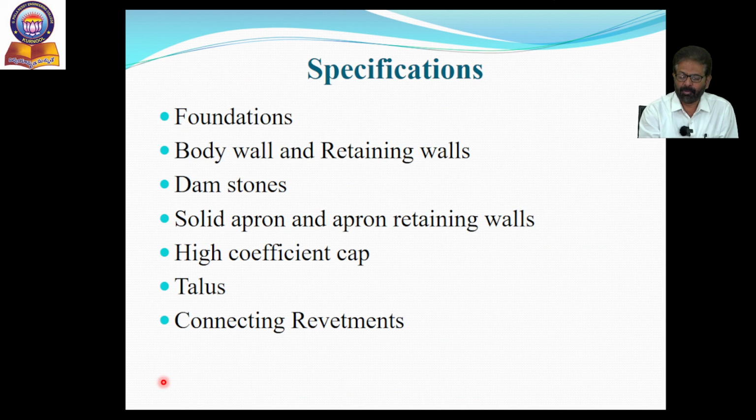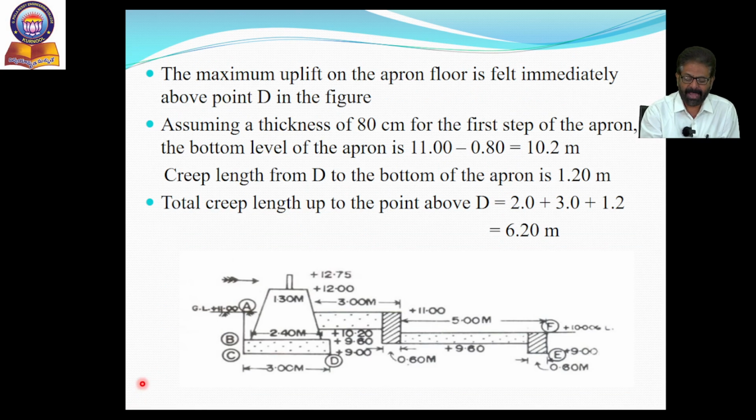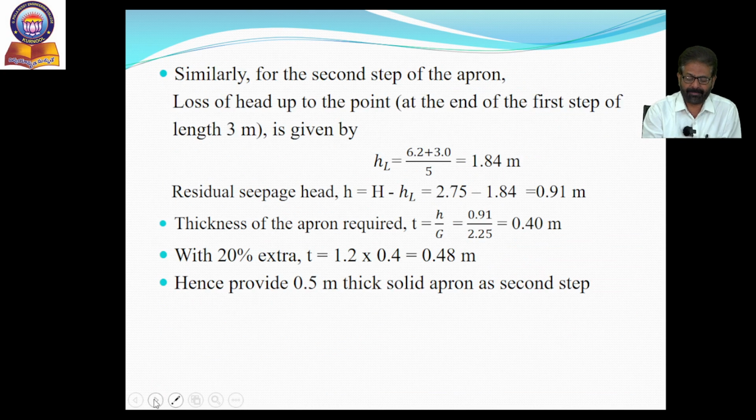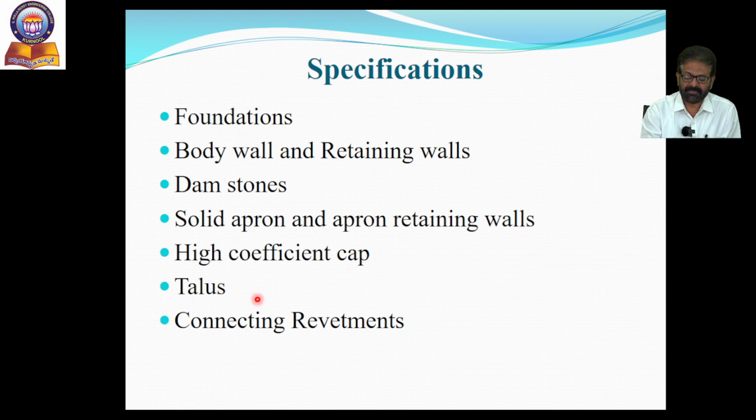And high coefficient cap. At the top of the weir, it is required to provide a cap. High coefficient cap, here itself we have to provide. Even though it is a masonry wall, at the top we need to provide concrete, that is solid concrete with a rich mix like 1:2:4 or 1:1.5:3. The rich proportion concrete we have to provide as the high coefficient cap, right? And talus and connecting revetment. These talus and connecting revetments are also part of protective works, and they may provide additional safety of the structure.